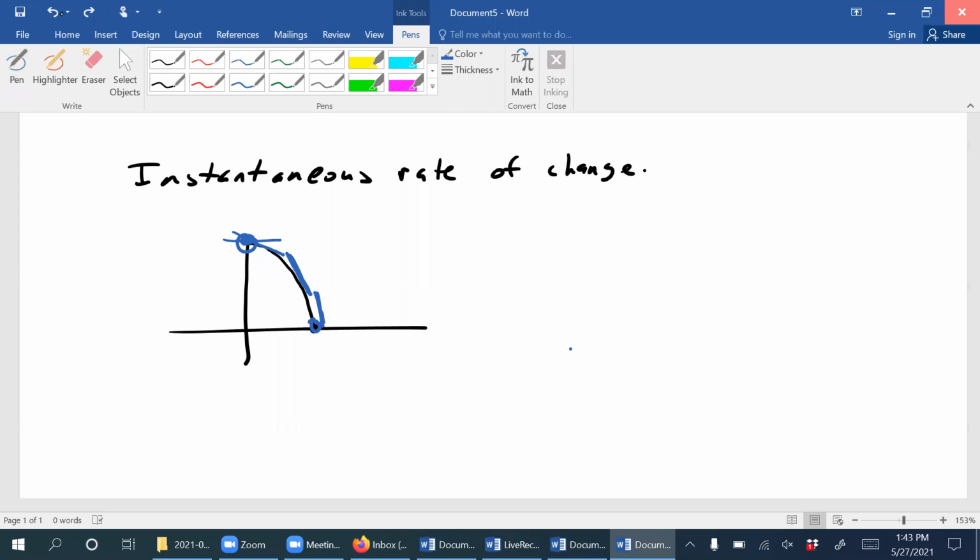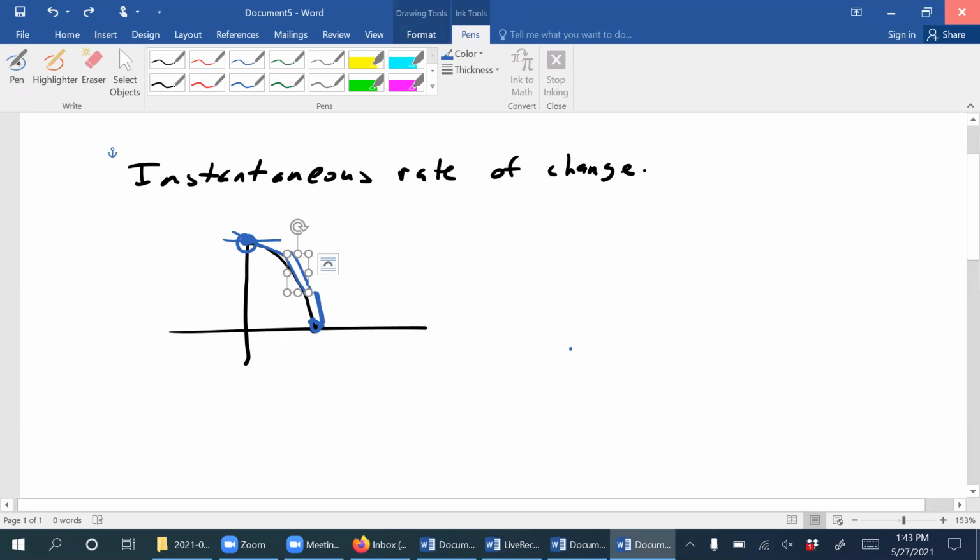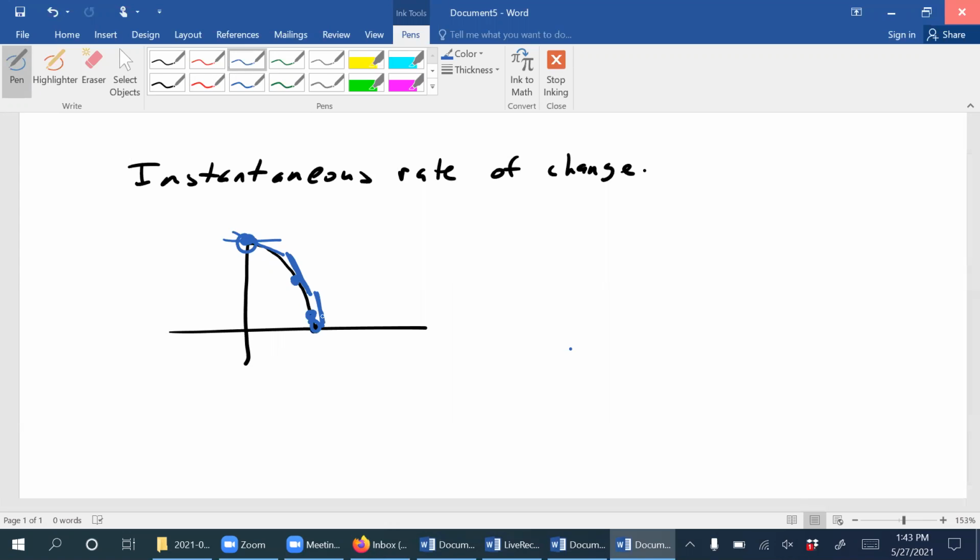Our instantaneous rate of change is really at this very moment, what is going on? What does the slope look like? So the instantaneous rate of change is us trying to figure out the slope of the graph, not at two different points, but at one point.